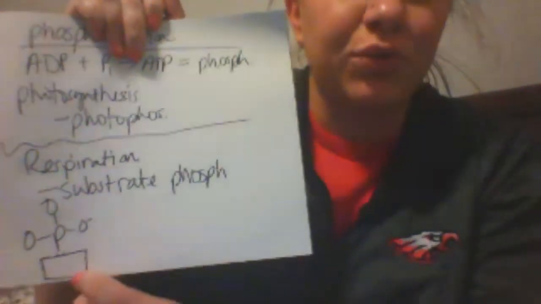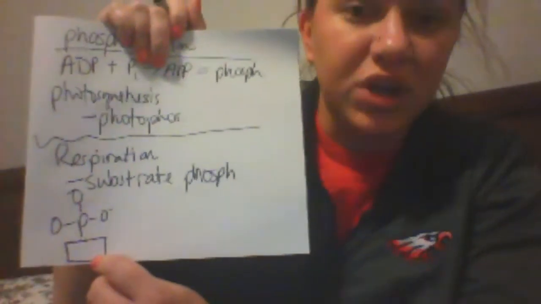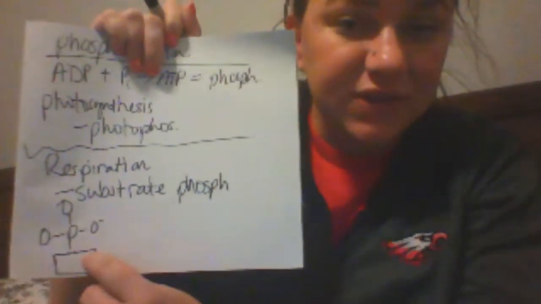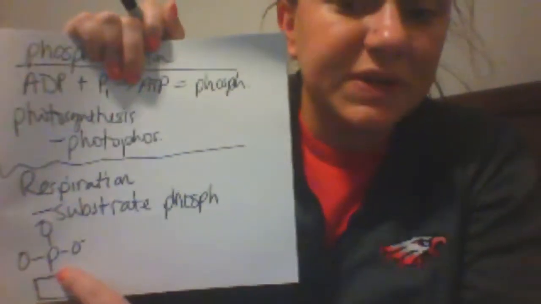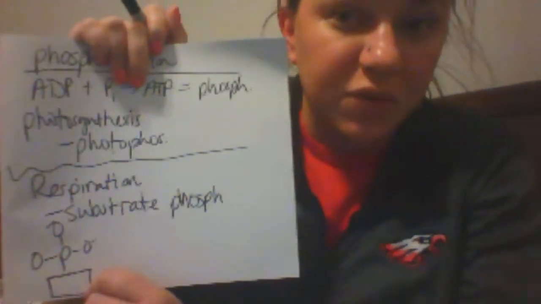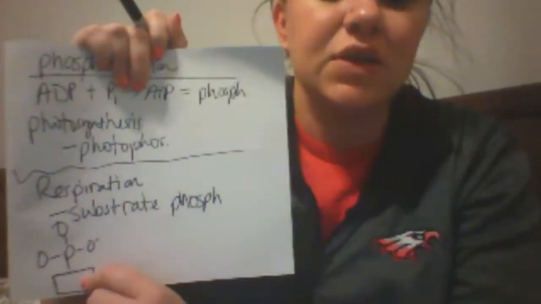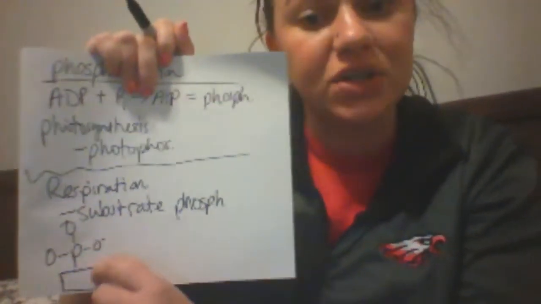As glucose is being broken down in respiration, you're actually helping to make ATP with it because you attached phosphates to glucose. If you're in the Krebs cycle, you also did substrate phosphorylation by attaching these phosphates to pyruvate. So the phosphates aren't floating around, they're just attached. So substrate phosphorylation is glycolysis and the Krebs cycle.